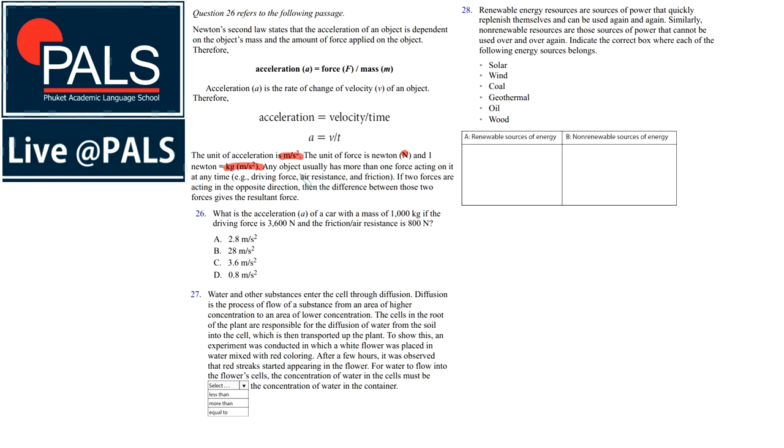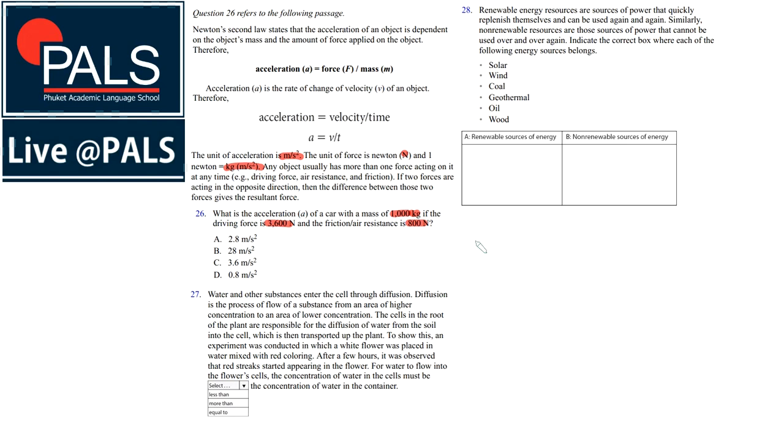Any object usually has more than one force acting on it at any time. For example, a driving force, air resistance, and friction. If we look at a car, if 2 forces are acting in the opposite direction, then the difference between those two forces gives the resultant force. What is the acceleration of a car with a mass of 1000 kilogram if the driving force is 3600 Newton and friction and air resistance is combined to 800 Newton?